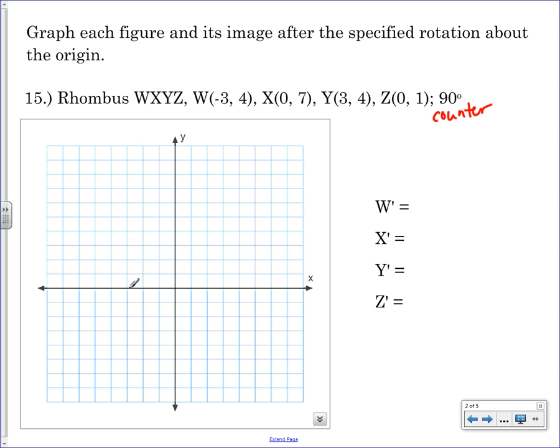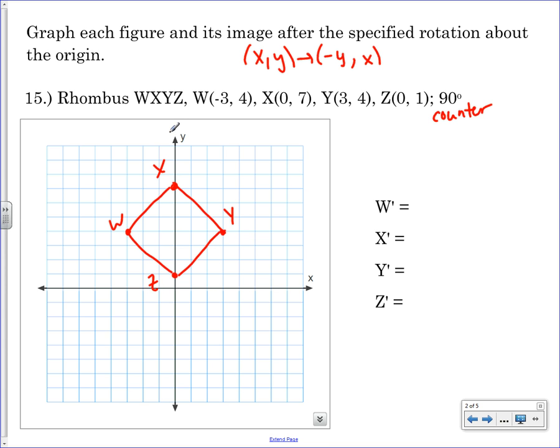W is -3, 4. X is 0, 7. Y is 0, 1. Be careful with your 0, 1. People get that wrong a lot, so make sure you graph that in the correct location. Again, the rule for 90 degrees counterclockwise is x comma y turns into what? -y comma x. You don't have to write that down. It's right above yours, but for me, I can't see it.